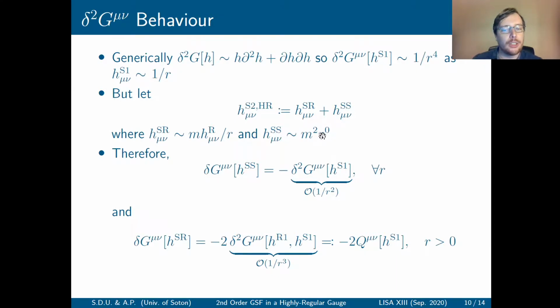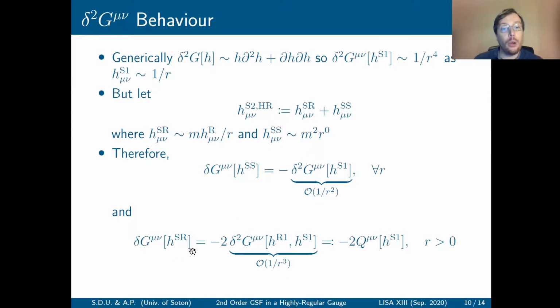But h^SS goes like r to the 0, and because we can think of dg as just being two derivatives applied to something, we know that this constrains d2g h^S1 to go like 1 over r squared. And this is an integrable function. It's valid distributionally across the entire space. So we have dealt with the most singular part that appeared in previous gauges.